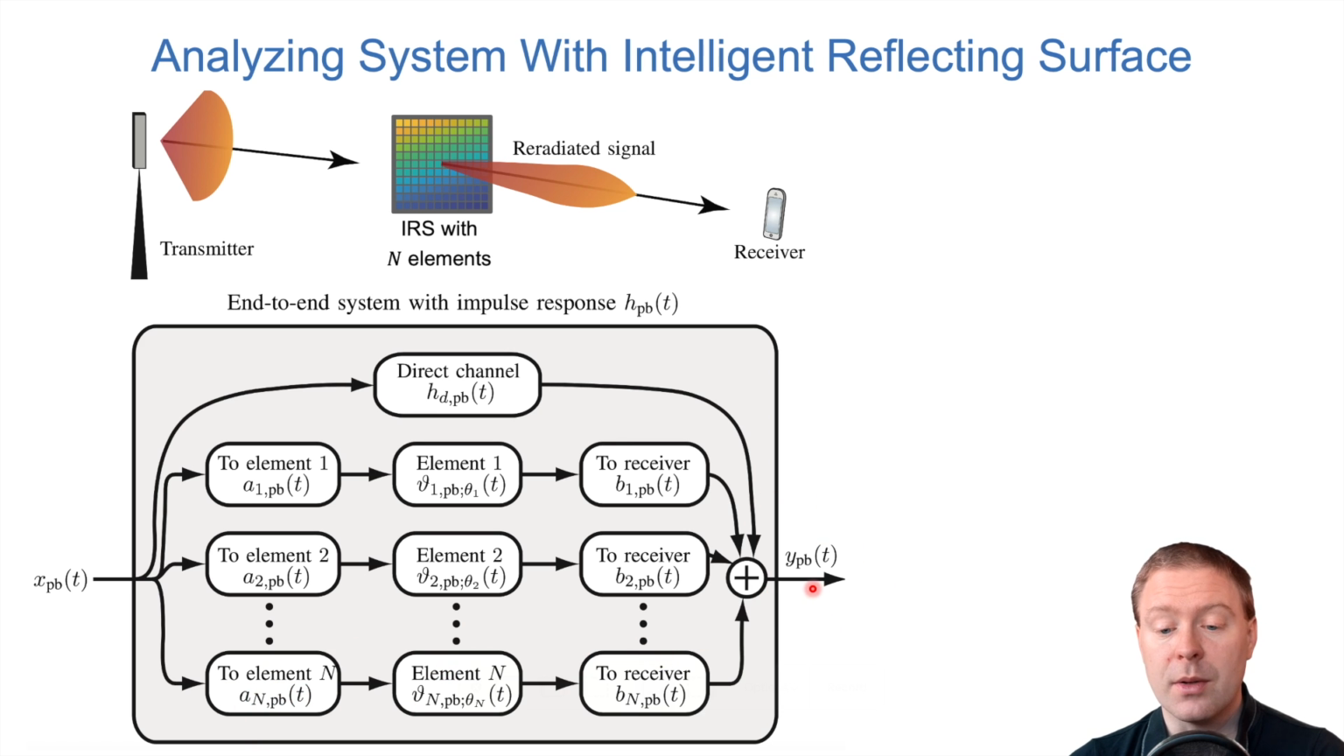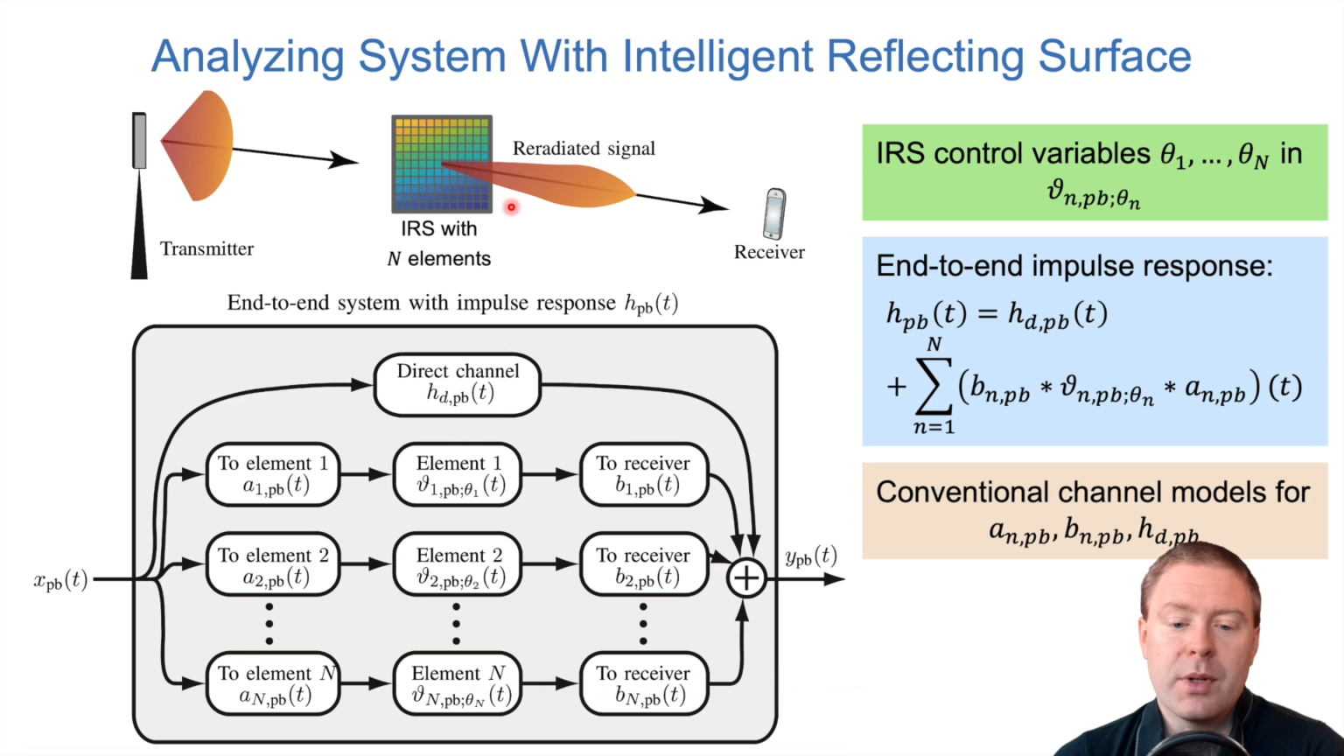So the received signal is the combination of n plus 1 paths: one that goes without the IRS and n paths involving the n different elements. What is important here is that everything is constant except for what is going on within the elements. So these impulse responses that involve the IRS elements can be controlled. That's why there is a subscript here: theta 1, theta 2, theta n.